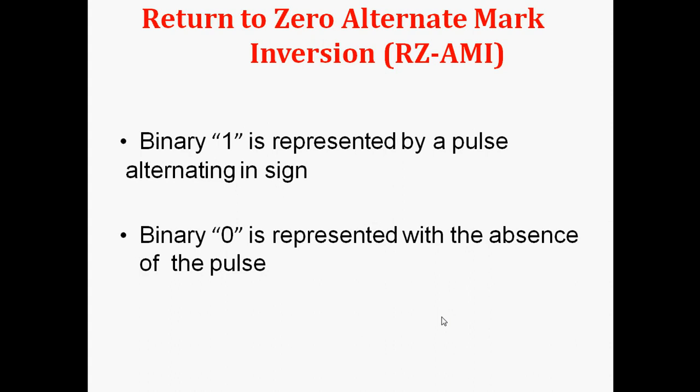Return to 0 alternate mark inversion. In this type of coding technique, binary 1 is represented by a pulse alternating in sign. It means that the first time we represent 1, it may have some positive level. The second time when 1 comes into the message, it will be represented by the alternating negative level of the signal, and 0 is represented with absence of the pulse.